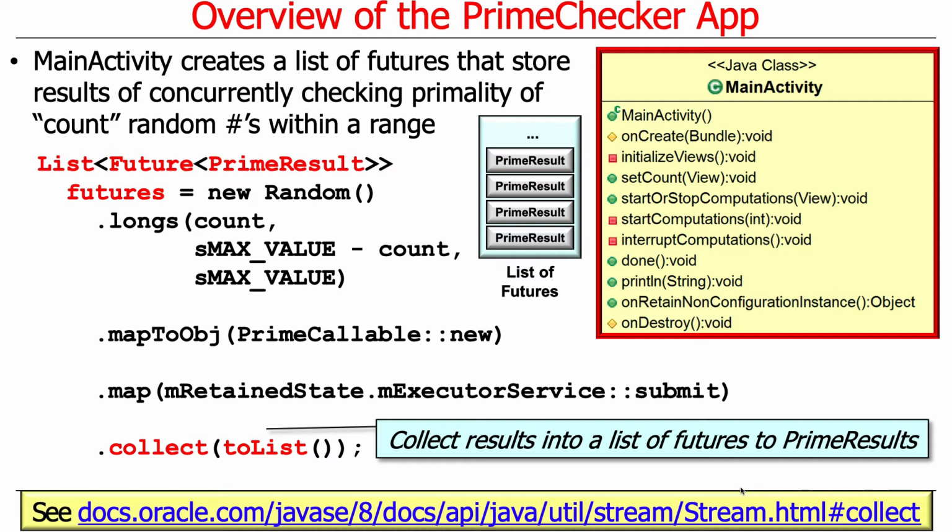So we're going to go ahead and collect everything in the stream up into a data structure, which will be a list. So we'll end up with a list of futures to prime results as a consequence of doing this little sequential stream. So basically what we're doing here is we're generating random numbers, converting them to PrimeCallables, passing them off to the thread pool to be executed, getting back futures, and then storing those in a list. So we end up with a list of futures to prime results as a result of this.